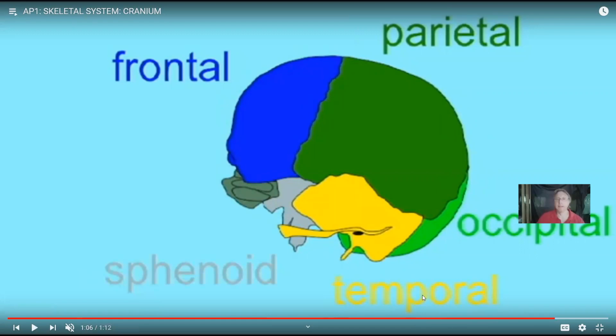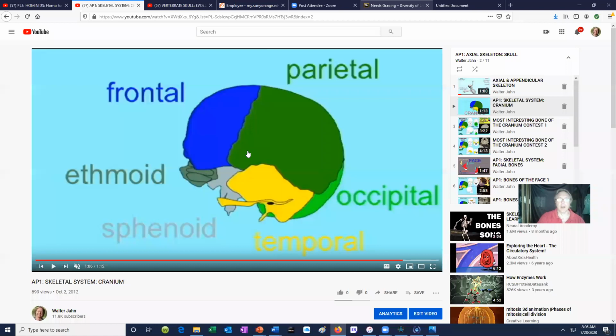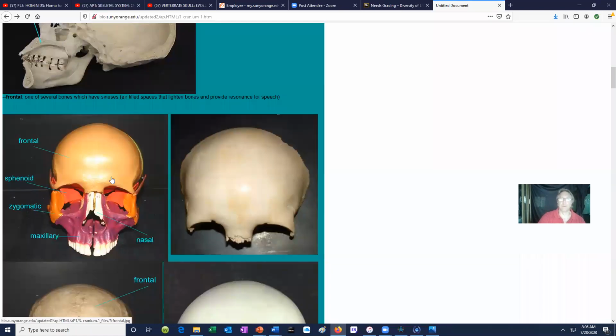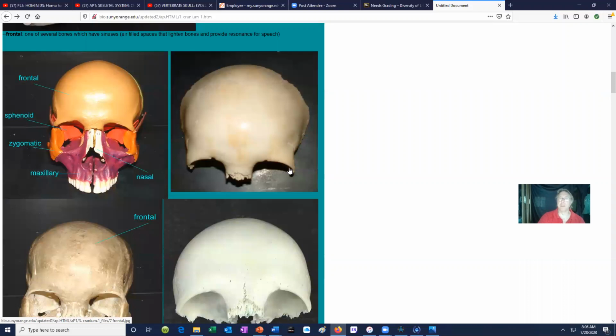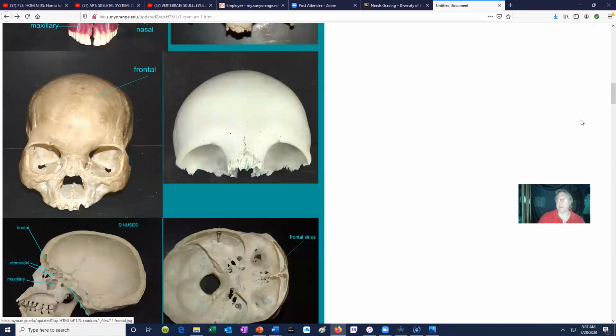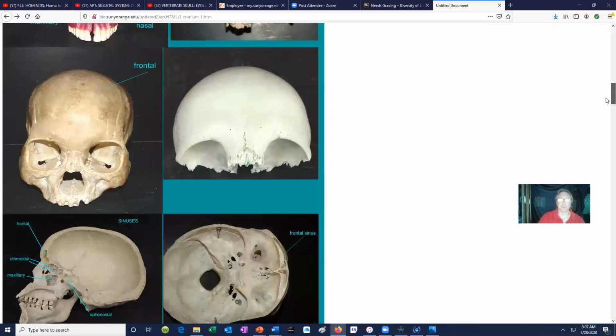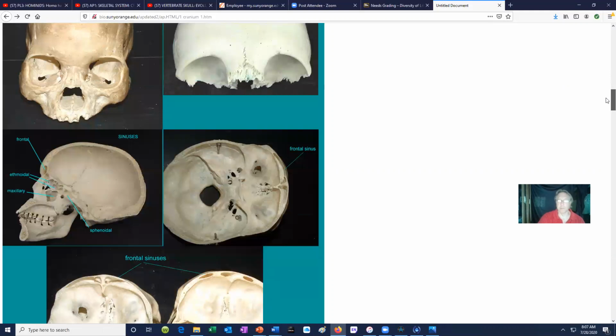So these are the bones of the cranium. Beginning with this frontal bone, once again, it is a single bone here. It makes the superior portion of the orbit, as you can see. Once again, there you can see it making the superior portion of the orbit.